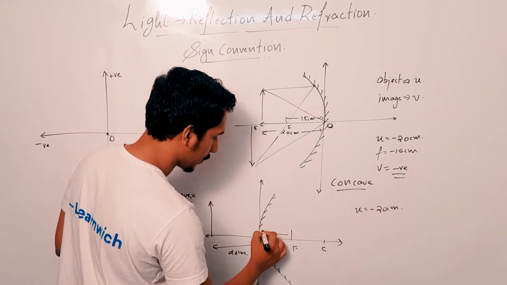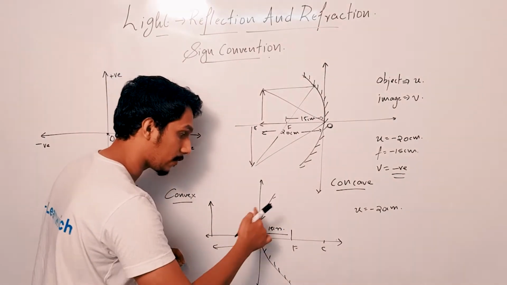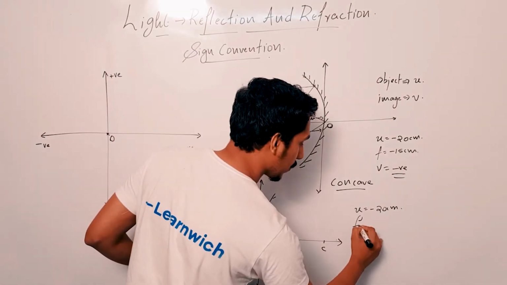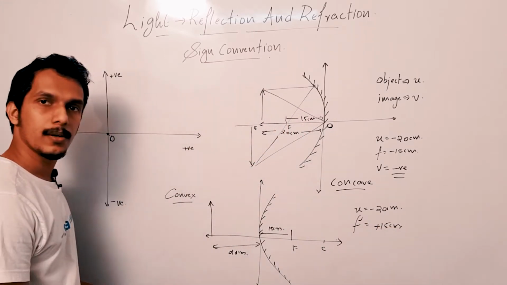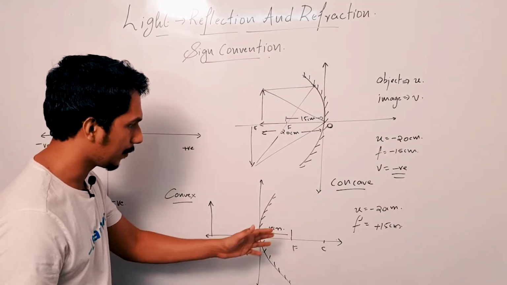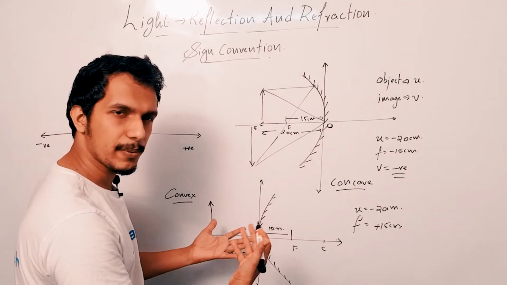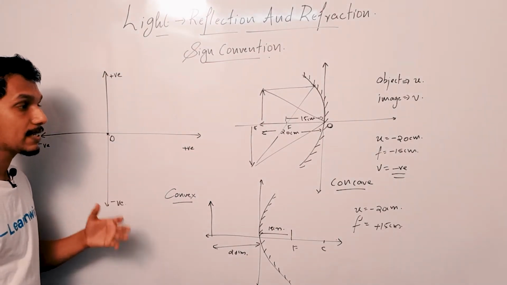Here, given F is 15 centimeter, but this time the focus is on the right side. So I would write F is equal to positive 15 centimeter. Then upon calculation, you will see the value of V as negative or positive. That will depend on the question. And this is the sign convention for concave and convex mirrors.